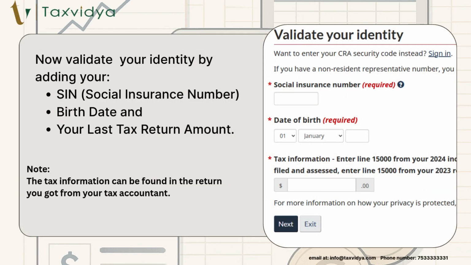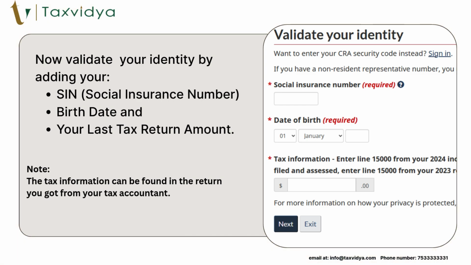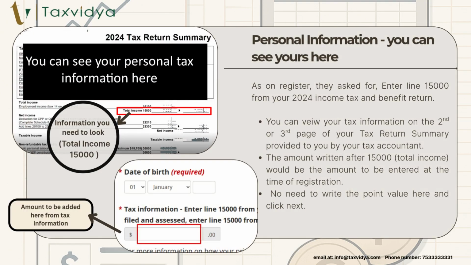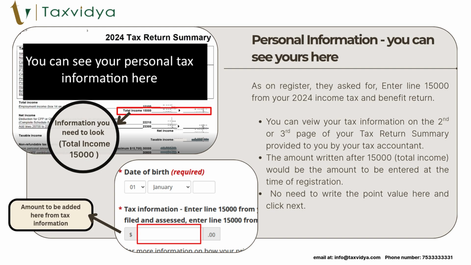Now validate your identity by adding your SIN, social insurance number, birth date and your last tax return amount. Note, the tax information can be found in the return you got from your tax accountant. Personal information, you can see yours here. As on registration, they ask you to enter line 15000 from your 2024 income tax and benefit return.